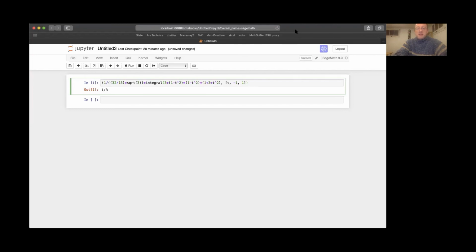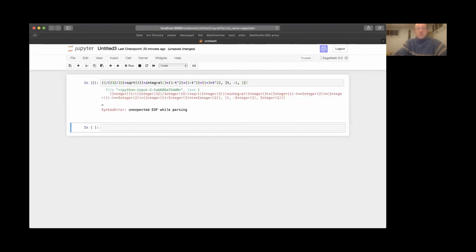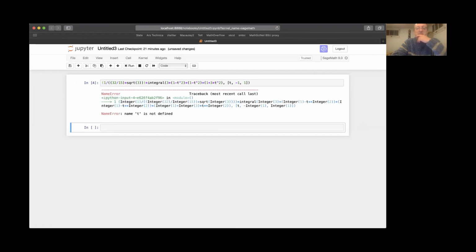All right, Sage, what's that integral? Unexpected EOF. Okay, let's try again. The wrong command? No, I don't think so. Yeah, I tried this before. Let's see. Oh, I have a parenthesis in front of this 1 that I'm not closing. Got to look out for those parentheses.